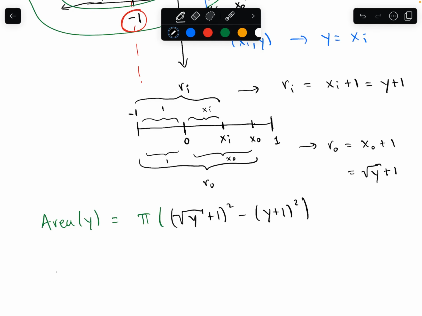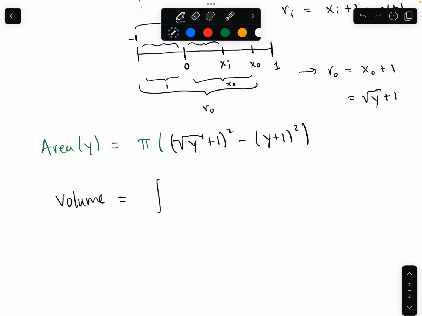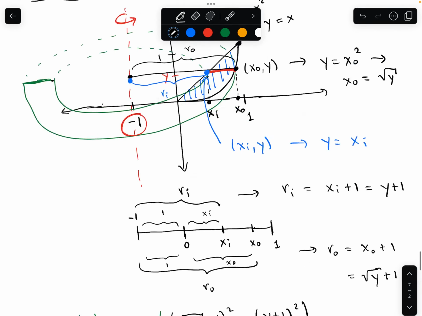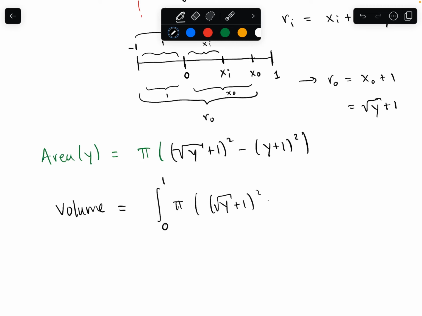And now the volume you get from rotating this about the line x equals -1, you integrate now, y actually still goes from 0 to 1. Yeah, it's not always going to be like that, but in this case it is. Area, volume, we integrate y from 0 to 1. The cross-sectional area at y, pi times square root of y plus 1 squared minus y plus 1 squared dy.